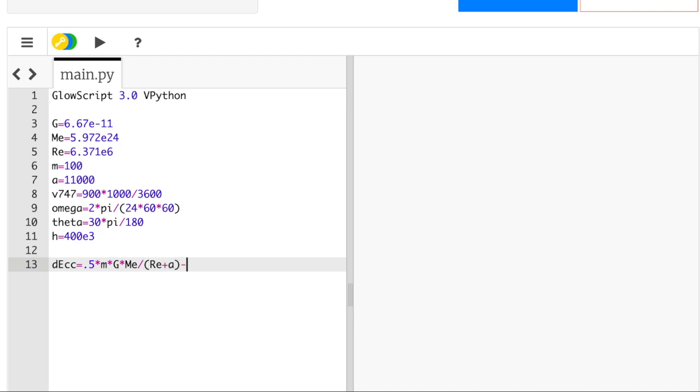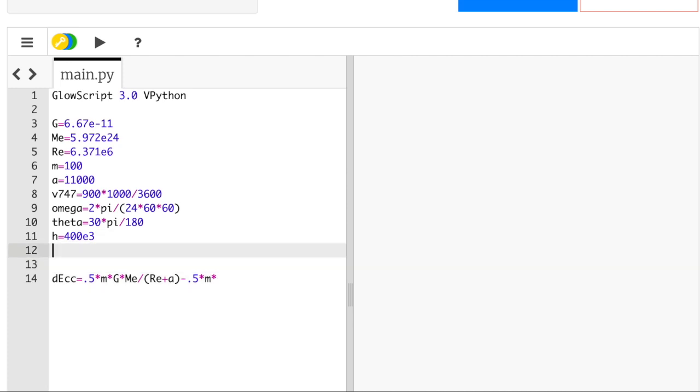That's the final kinetic energy minus the initial, which is going to be 0.5 times m times V1. I didn't calculate V1. V1 equals omega times R_E times cosine theta. And you'll notice what's so great about this is that I don't have to put that in here. I can just calculate V1 separately. That's what's great about Python. V1 squared. Squared in Python is star star 2. That's my change in kinetic energy.